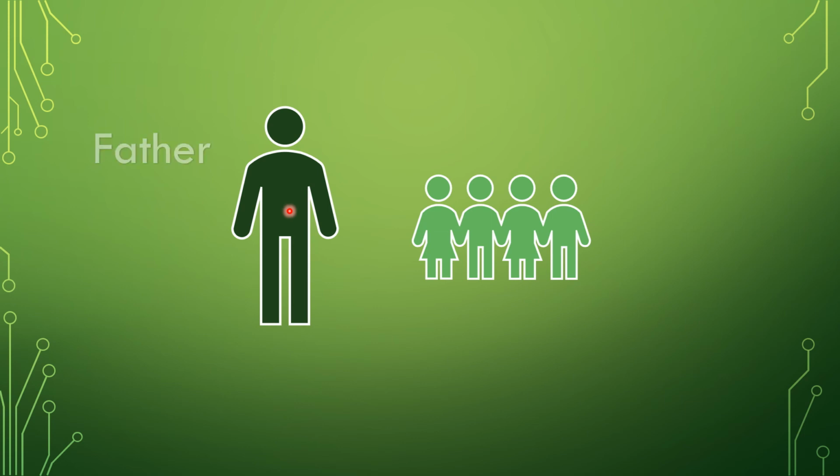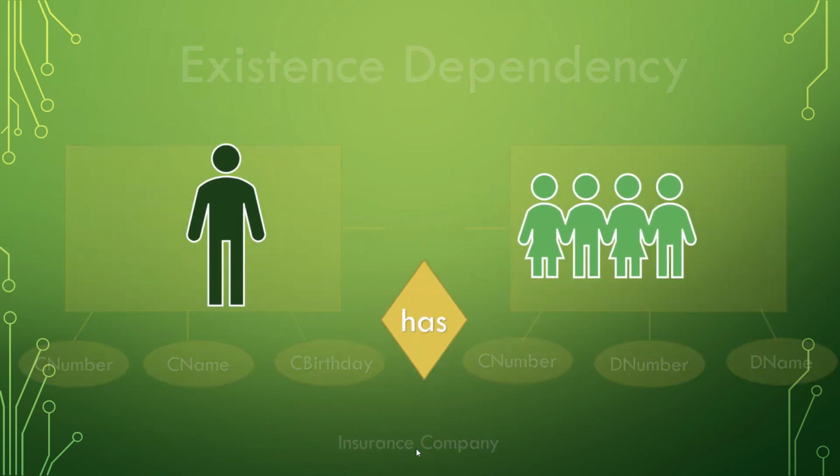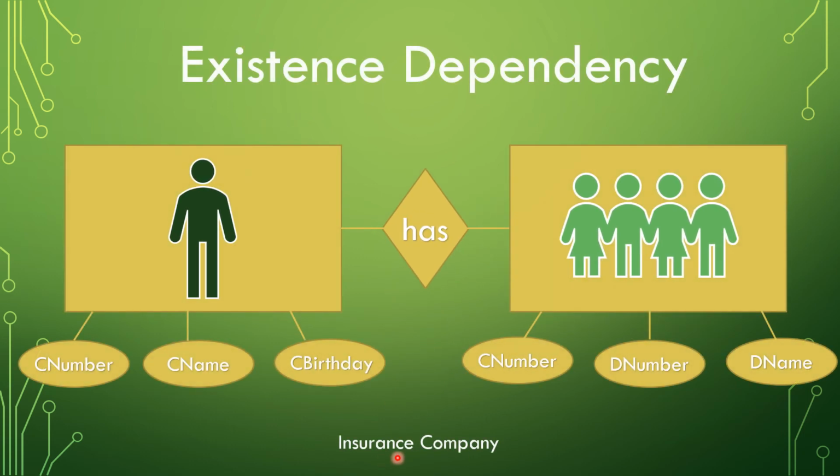Here we have a father and his children. The father decided to apply an insurance in an insurance company. As you can see, we have two different entities. The father that serves as the client, and the client has dependents, which is his children.